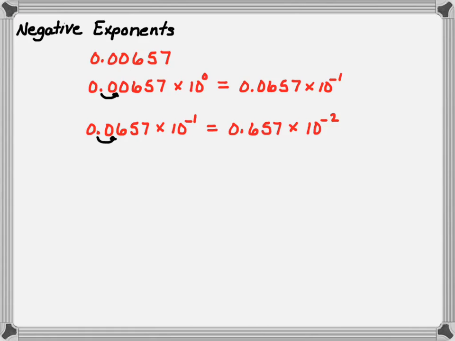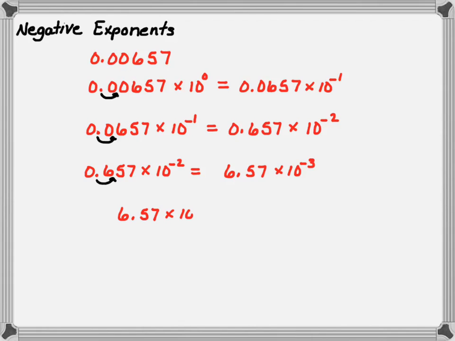I'm increasing the exponent again each time I move it, but I'm increasing it in a negative direction. So now I take this number and I move the decimal place over one more time so that I get 6.57 times 10 to the minus 3. I now have one non-zero digit in front of the decimal point, so this number is written correctly in scientific notation. My answer is 6.57 times 10 to the minus 3.